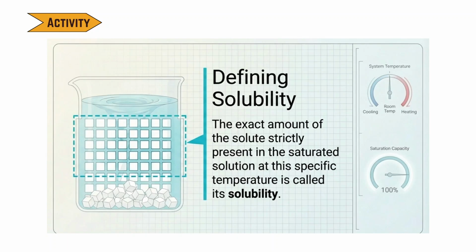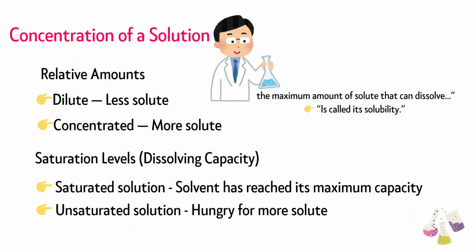We can define solubility as the exact amount of solute present in the saturated solution at this specific temperature. We will also decode what is saturation. We have noticed sometimes sugar or salt dissolves easily in water and sometimes it just stops dissolving. What decides this limit? In any solution, the proportion of solute and solvent can be changed.